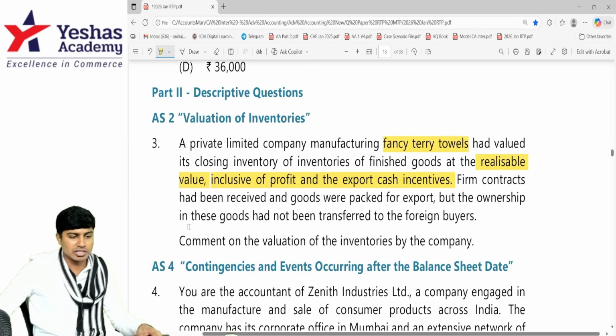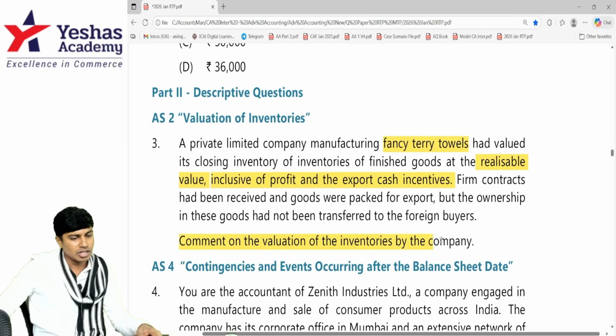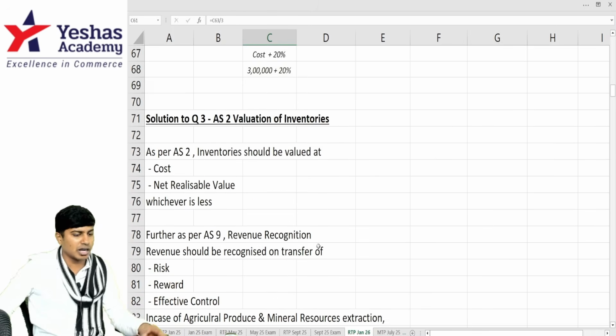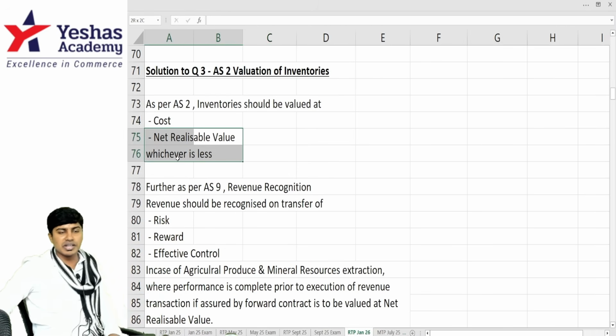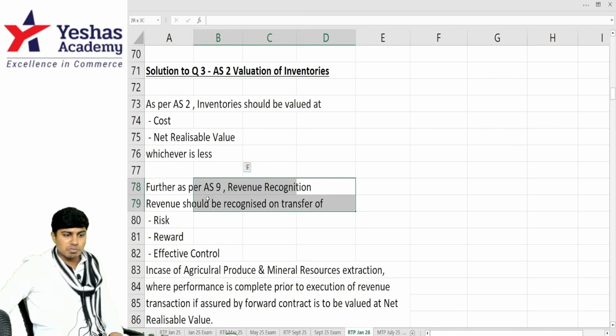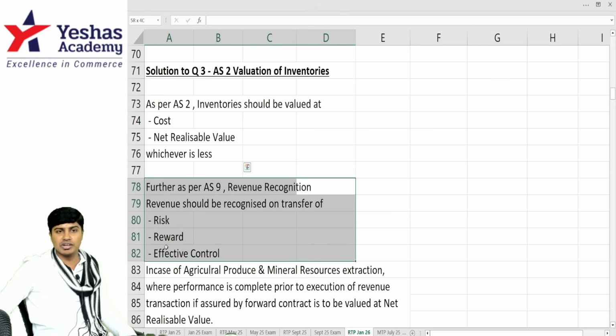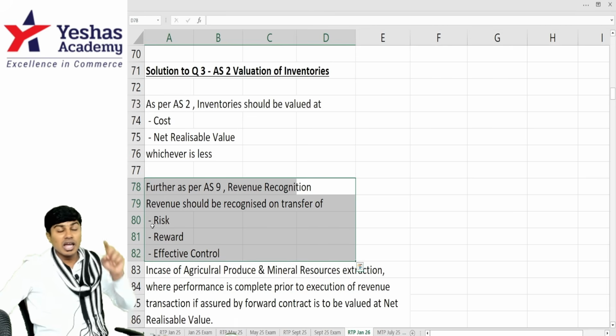But you can't use all these informal words in your answer. You have to write the answer with due respect. Start the answer by telling, as per accounting standard 2, inventory should be valued at cost or NRV, whichever is less. Further, as per accounting standard 9, revenue recognition, revenue should be recognized only on the transfer of risk, reward and effective control. We've given both the points.